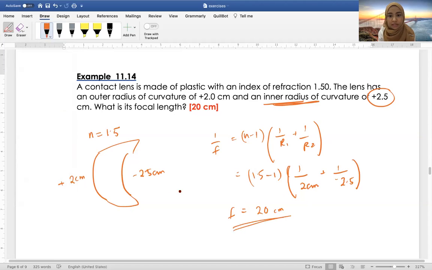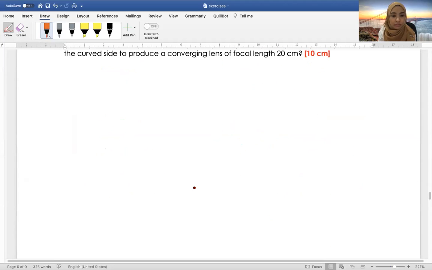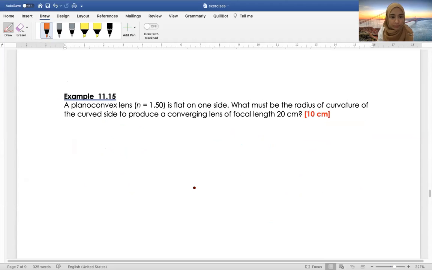Okay, so that is your second question. Third one: a plano convex lens, n is equal to 1.5. What must be the radius of curvature? Sorry, it's flat on one side. Remember, if it's flat, your R is infinity. Did I tell you this? I don't remember if I did. Okay, so flat side, R equals infinity.